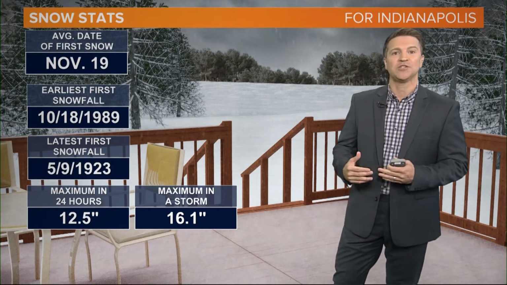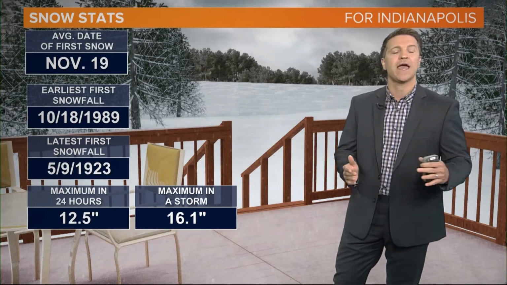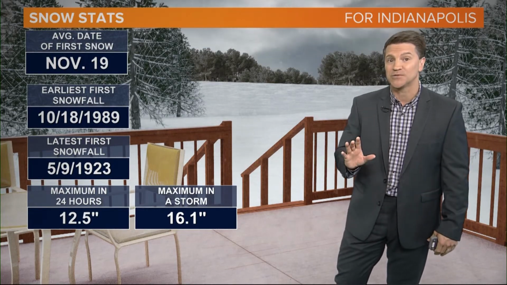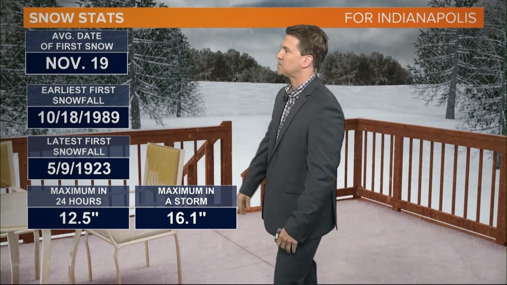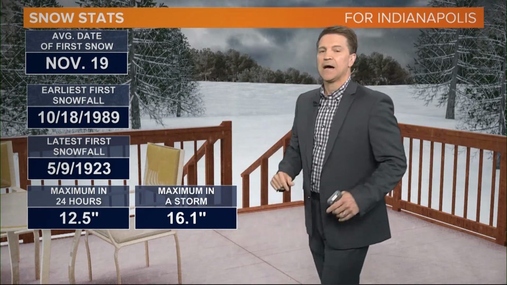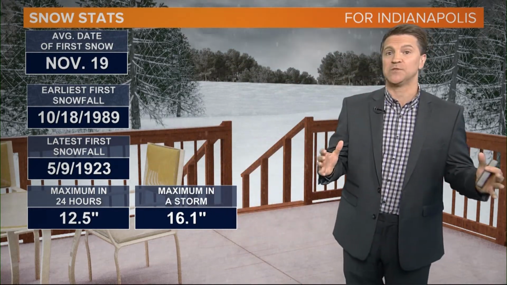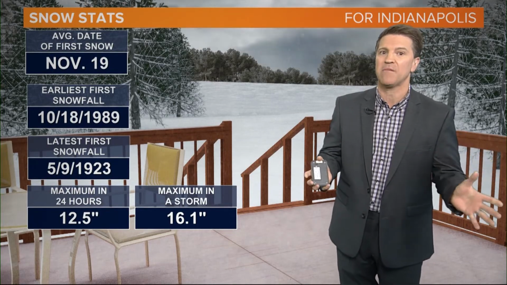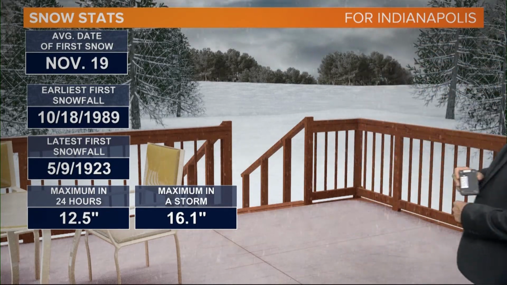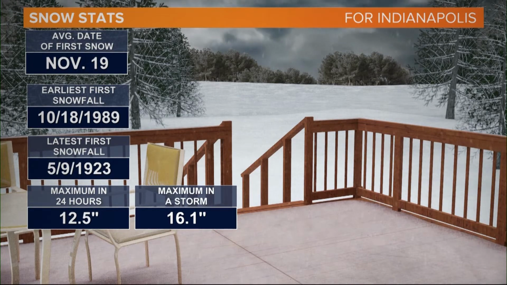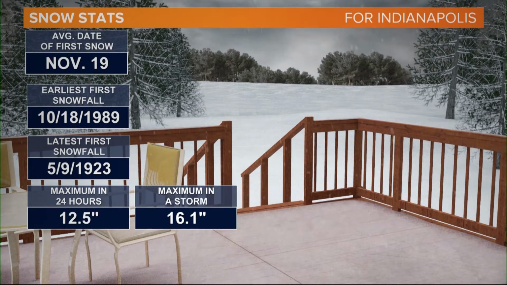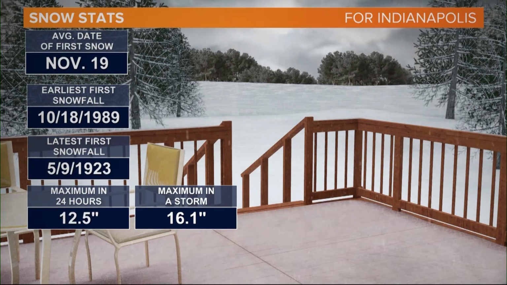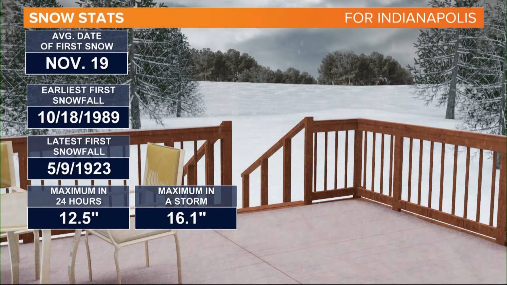Now, back in 1923, we had to wait all the way until early May to get the first snowfall. That was the latest first snow on record. 10-inch snowstorms in central Indiana, specifically Indianapolis, are not as common as you might think. The maximum snow we've had in a 24-hour time frame was just over 12 inches, and the maximum for one storm is 16 inches. So that puts everything into perspective.